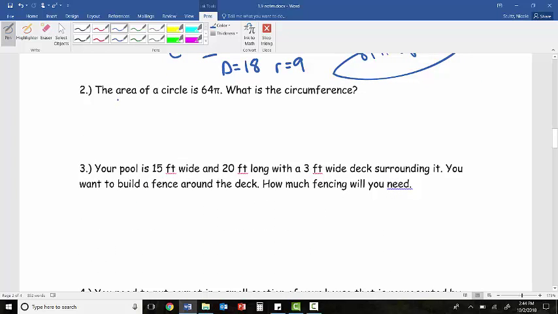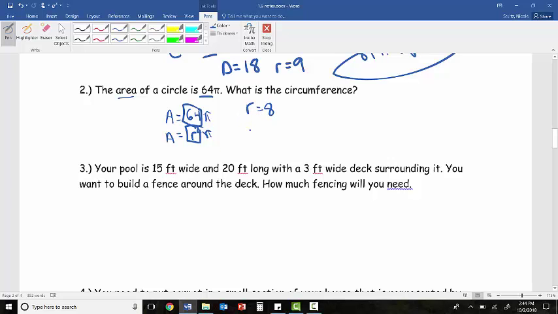All right, so number 2, I'm going to start off by actually giving you the area this time. So again, you want to start with area equals 64 pi. And the area formula is r squared pi. So you have to think, what number squared gets you 64? And oh, that's 8. Got it.